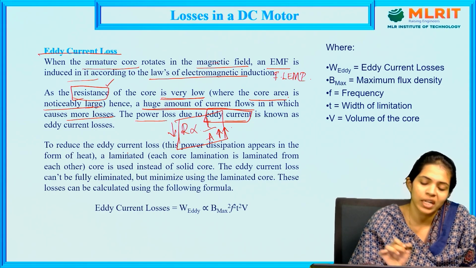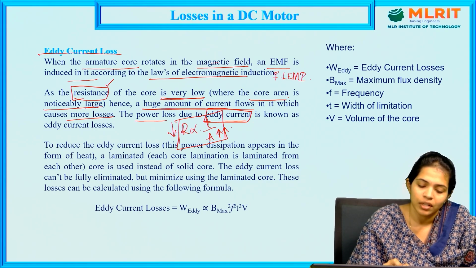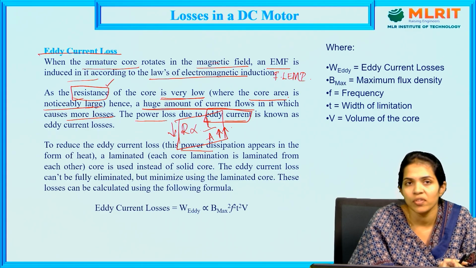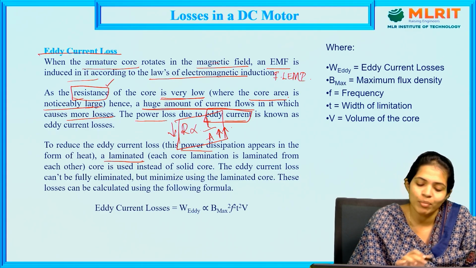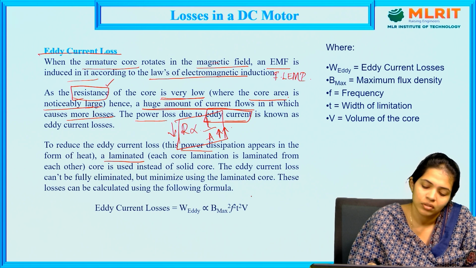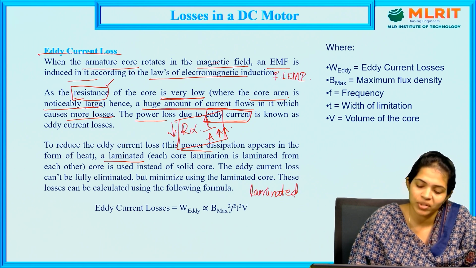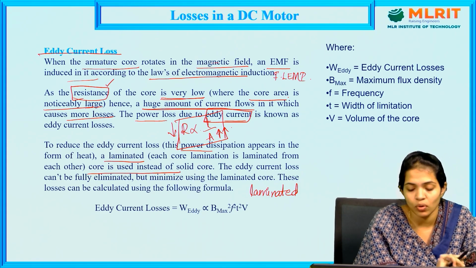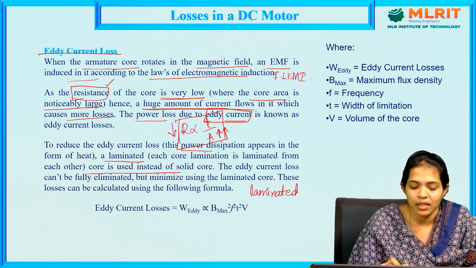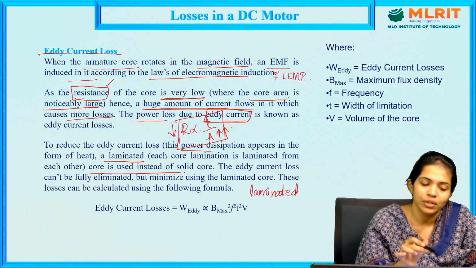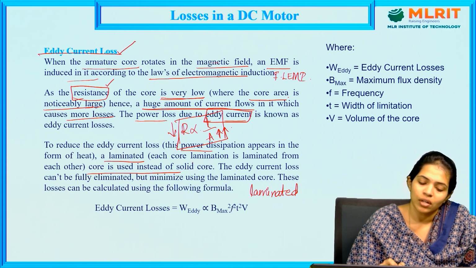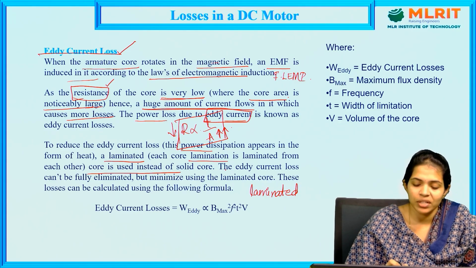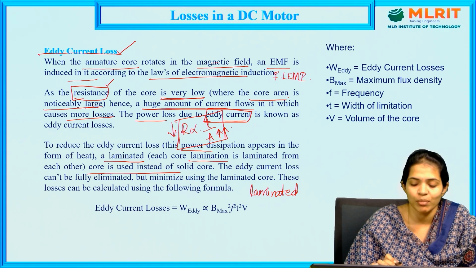So to reduce eddy current losses, we know that the losses occur in the form of heat. So we laminate the core with a proper insulation between the laminations. The core used here is the solid core, which is made up of silicon steel in the DC motor. To reduce this kind of losses, we use laminations for the core. The eddy current losses cannot be fully eliminated, but we can minimize them by laminating the core.